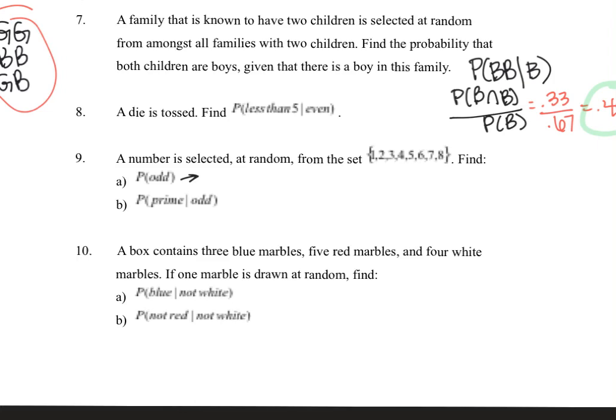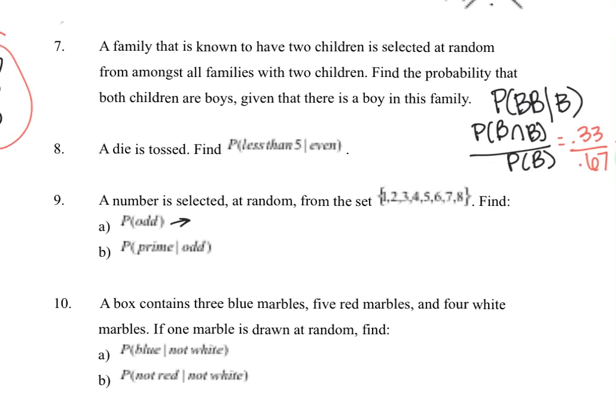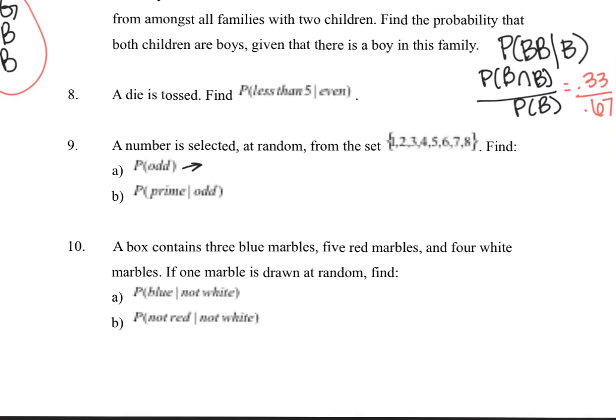So this is where you're going to do what you're looking for over your total. So I'm going to do odd numbers. My odd numbers are 1, 3, 5, 7. So I have 4 odd out of 8 numbers, which is 1/2, or you can say 0.5.